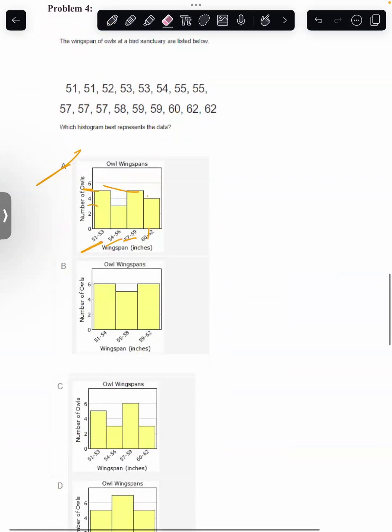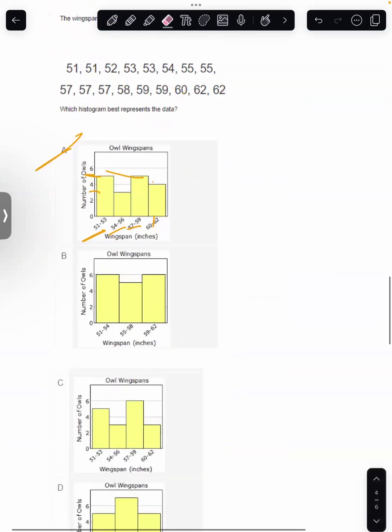Okay. This is how you have to do it. You just go through them carefully like this. If you do, it's not that hard. Okay, so 51 to 54 on this one, there's 6. 1, 2, 3, 4, 5, 6. Okay. 55 to 58, there's 5. 1, 2, 3, 4, 5, 6. Nope. So that's wrong.